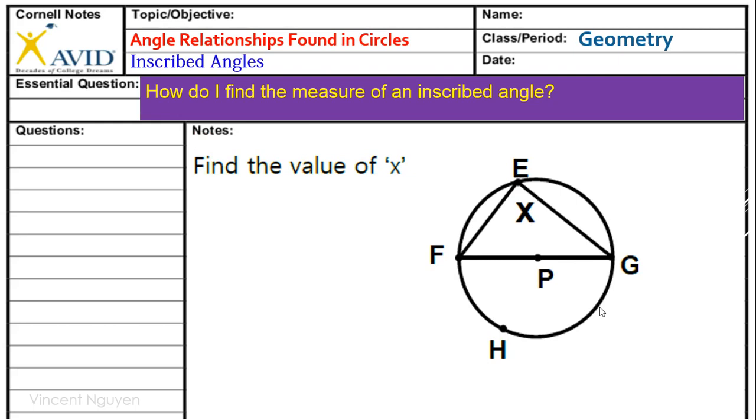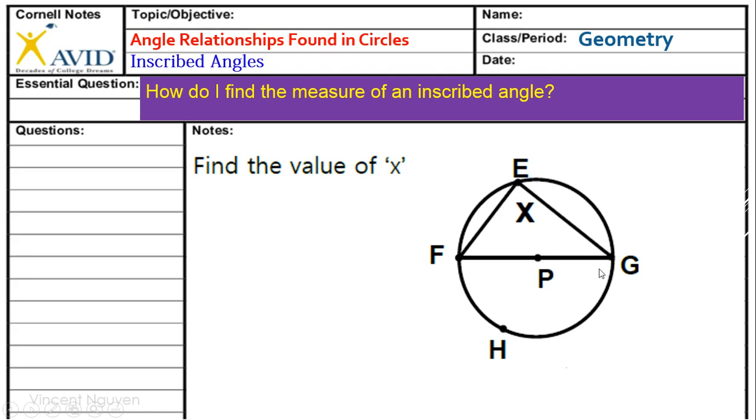This is another example. Here we have the diameter FG. I know that because it goes through the center P. That means the arc for FG, this arc right here, is the intercepted arc for this inscribed angle X, right?